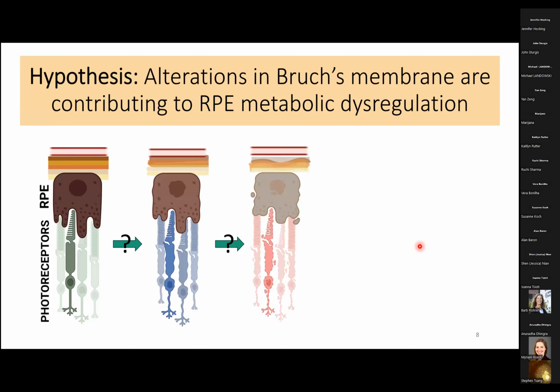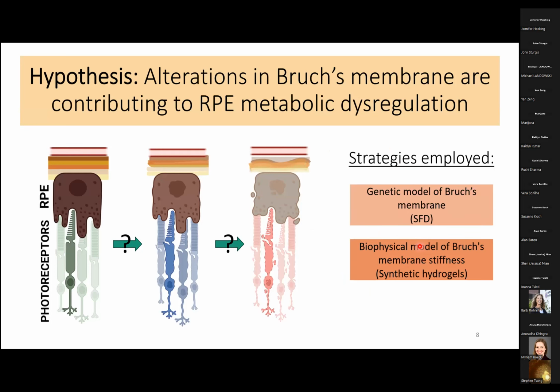So I hypothesized that alterations in Bruch's membrane are contributing to RPE metabolic dysregulation. And to study this, I decided to look at two different models of Bruch's membrane dysfunction. The first being a genetic model of Bruch's membrane dysfunction, which is Sorsby's fundus dystrophy, and the second being a biophysical model of Bruch's membrane using synthetic hydrogels. So I'm going to start out talking about our findings in our SFD model.